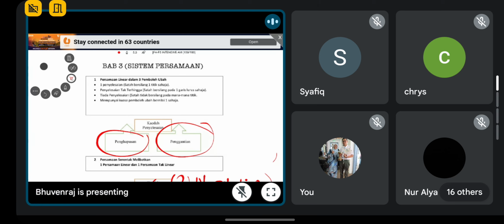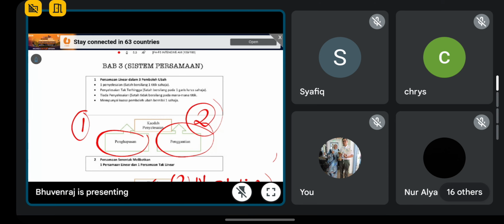Okay, so I can see mixed answers here. I rasa lebih ramai suka penghapusan berbanding penggantian. Okay, I see the trend. Okay, so mana-mana satu ataupun dua ni pun boleh. Okay, depends on you.